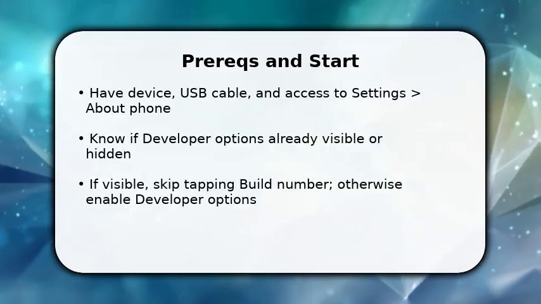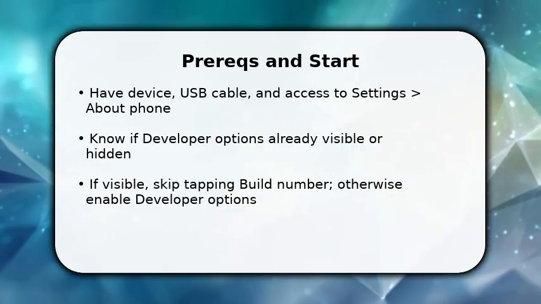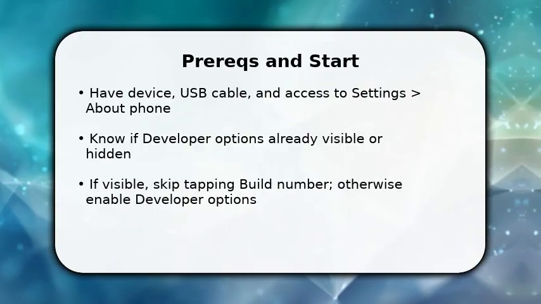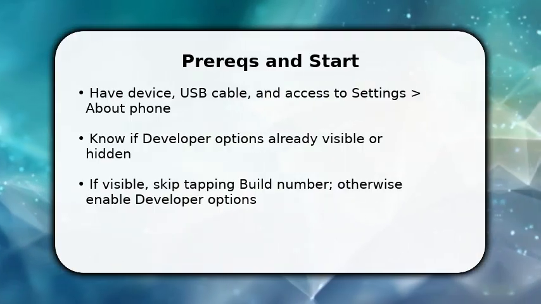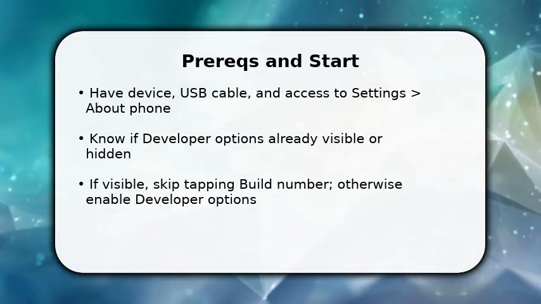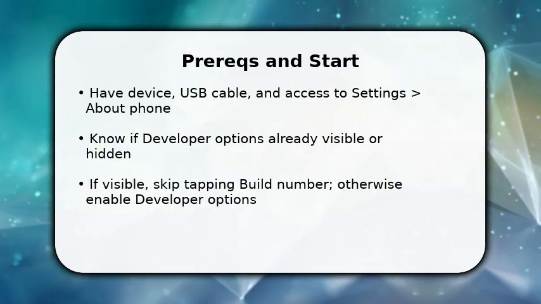You begin by confirming prerequisites: device, cable, and access to settings. First, open Settings and go to About Phone. If developer options are hidden, tap build number 7 times to enable them. If developer options already appear, move directly to it.